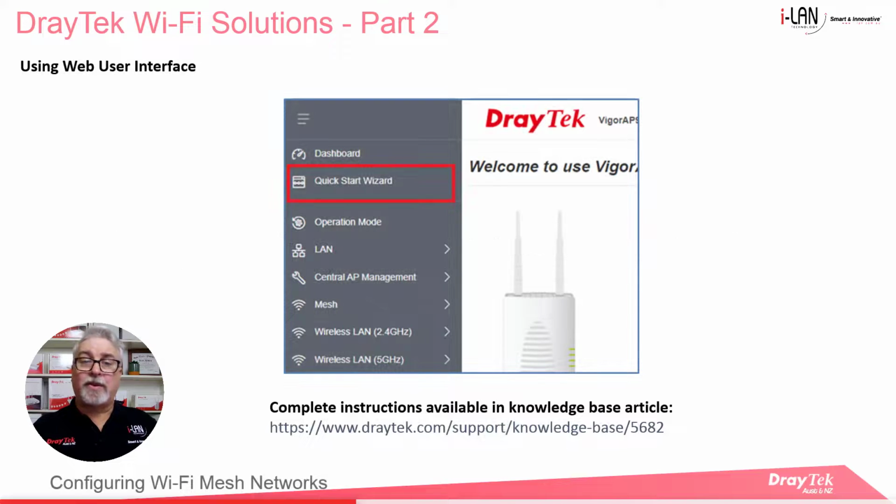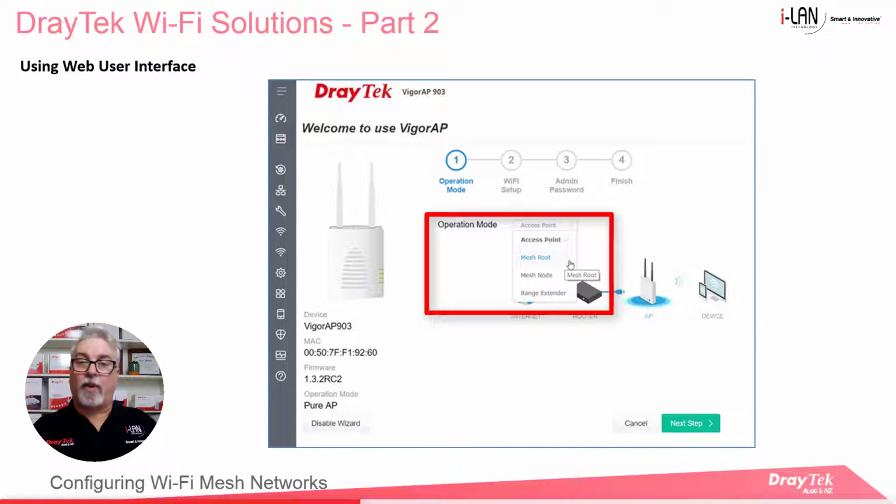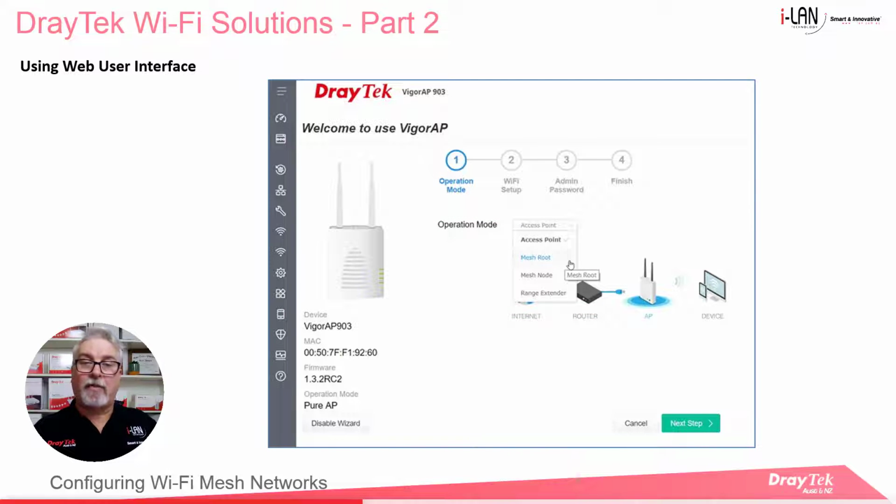One method is to use the web interface in the Vigor access point or router. Using the wizard will guide you through the process. Start by selecting the operation mode and set up the Wi-Fi details and password. After clicking finish, just power on the other APs that you want to add to the mesh. Those subsequent APs will be the mesh nodes.